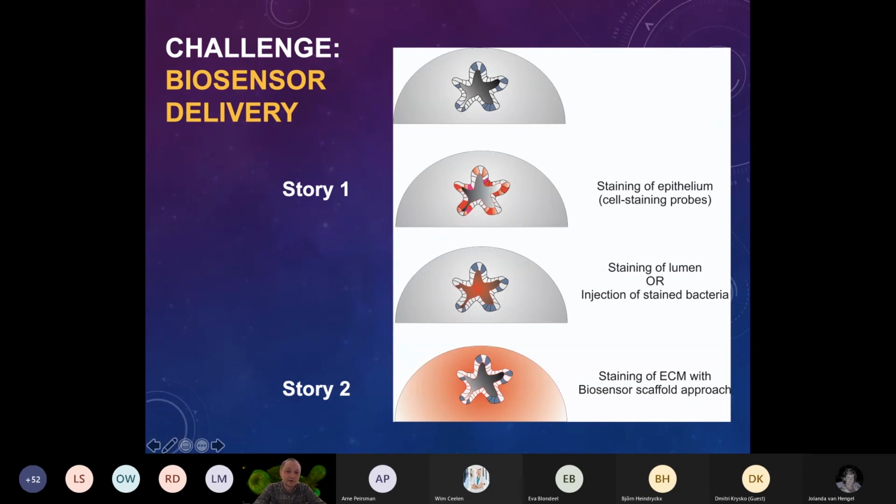In another case, you can label the matrix in which organoids grow. By using, for example, fluorescence markers, you can understand, without staining the organoid, what happens in the proximity of the organoid. We're going to talk about it in the second story. I'm not going to talk today about injecting bacteria, but we're also thinking about this. So probably during the next presentation.